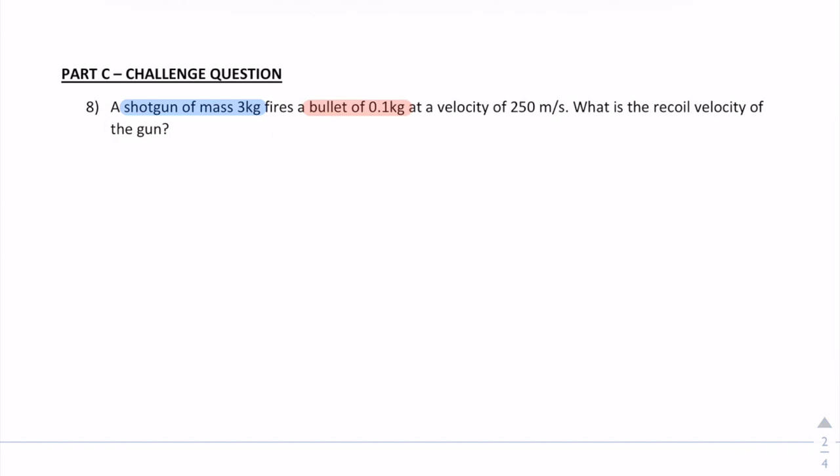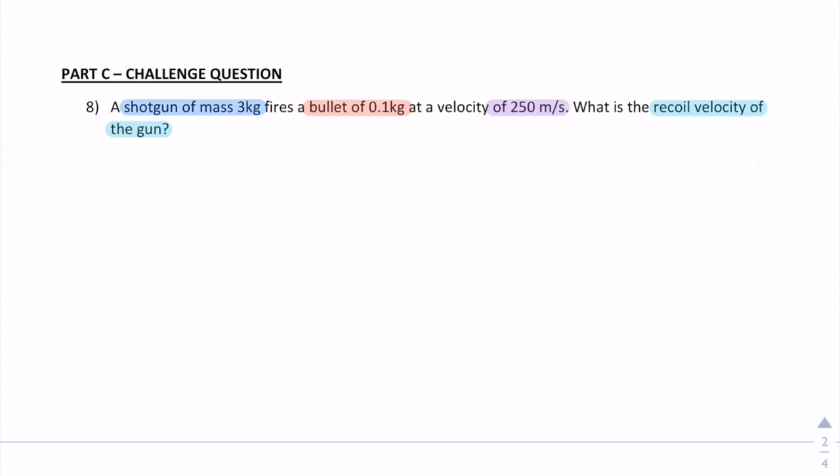So, our final velocity of our shotgun, let's highlight that in light blue. That's our recoil velocity. Now, final velocity of our bullet, let's label that purple.